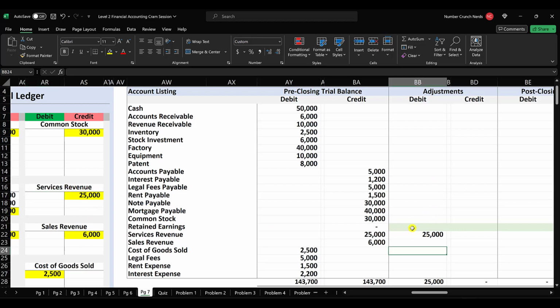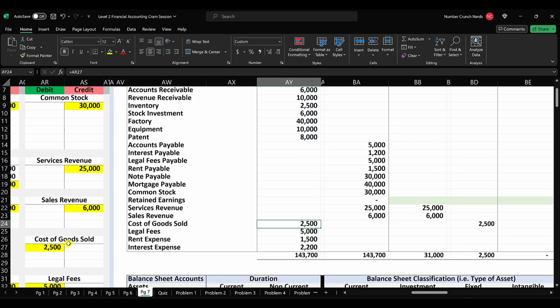Here I'm going to do it in a column format. So here's a credit, I'm going to put a debit. I'm going to put a debit for this one too. If it's a debit, then I'm going to put a credit. I'm going to make an entry. This is cost of goods sold. This would be the same thing as me putting an entry right here: 2,500 debit, I'm going to put a 2,500 credit right there. And I'm going to do it for all the expenses.